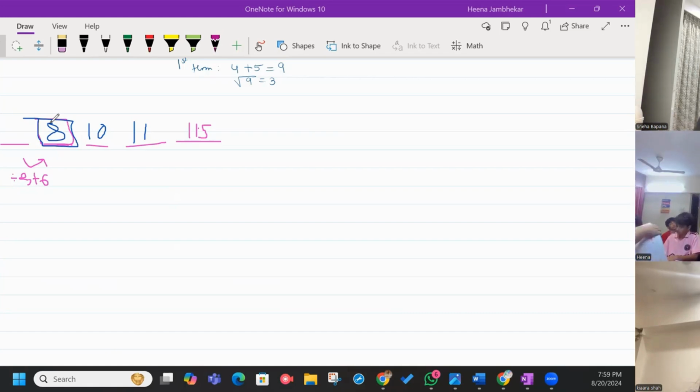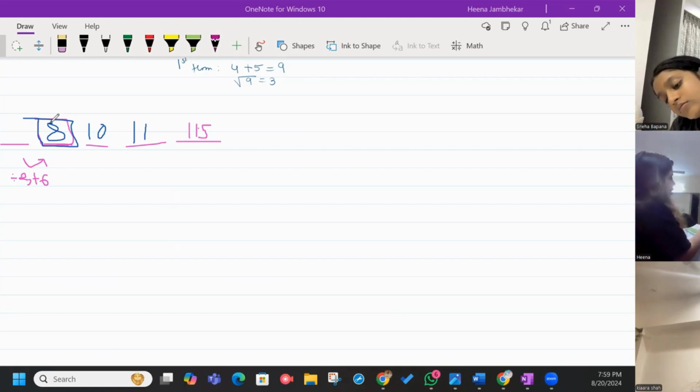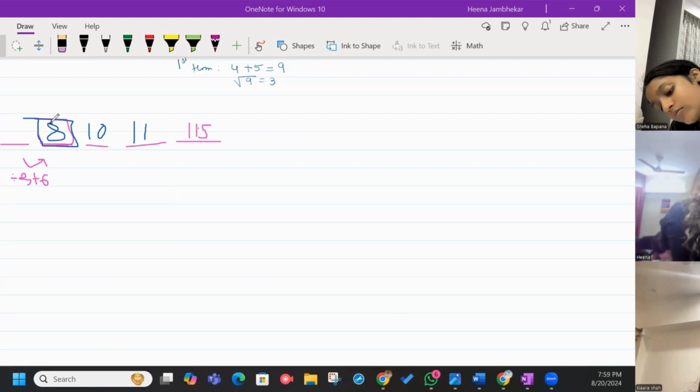Question 13, very very important. The fourth term of a sequence is 116. The term to term rule is square and then subtract 5. Right? Find the first term of the sequence.